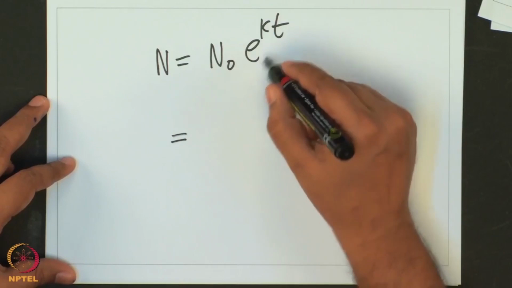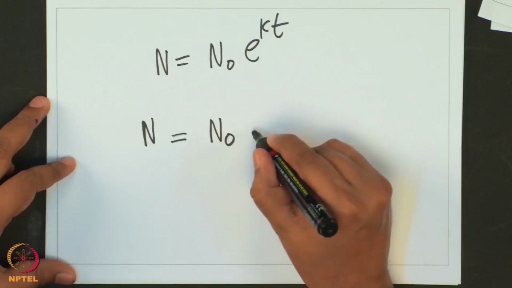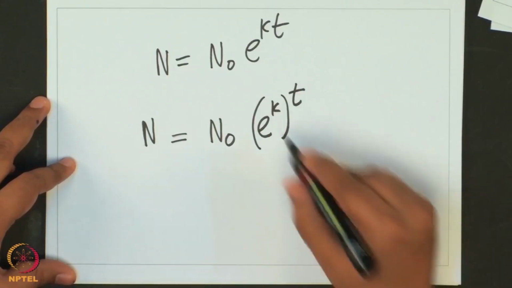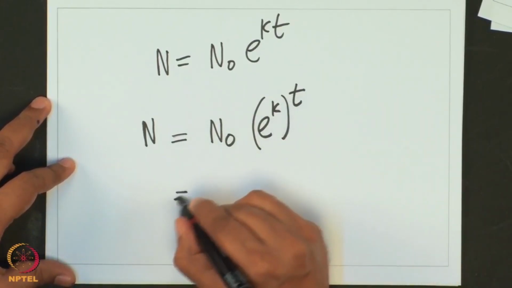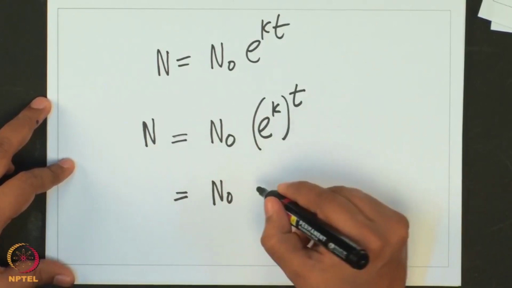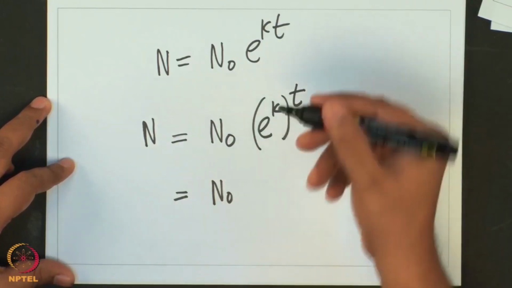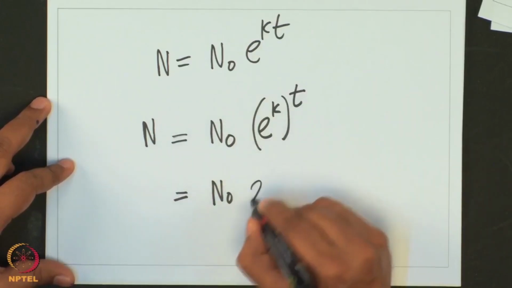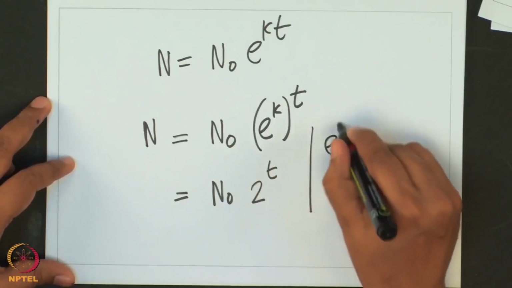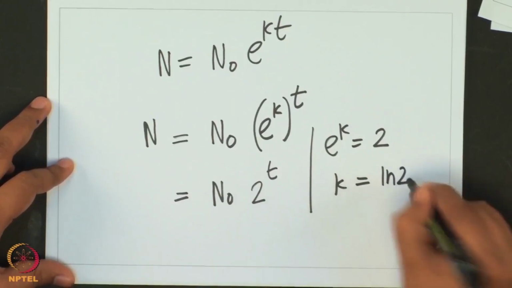I can write N is equal to N0 e^(kt). And if my e^k is 2, I can write it as N0 2^t if I want. Either I could write it as 2^(kt), or I could write it as 2^t. If I write it as 2^t, what would this mean? It would mean e^k is equal to 2, which would mean k is equal to ln 2.